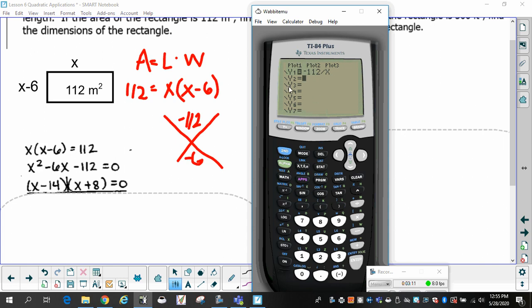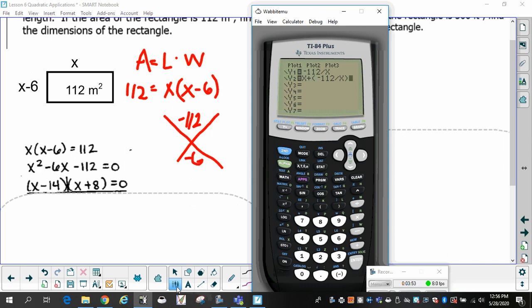Now, for y2, what I'm going to say is I want x plus y1. But since I really can't put y1 in here, I'm going to put negative 112 divided by x. And I'm putting it in parentheses. You don't need the parentheses. I'm putting the parentheses there so you can see x plus y1. So this first equation, I'm finding the second factor. The second equation, I'm adding the factors. So remember, I need things that multiply to negative 112, but then add to negative 6.